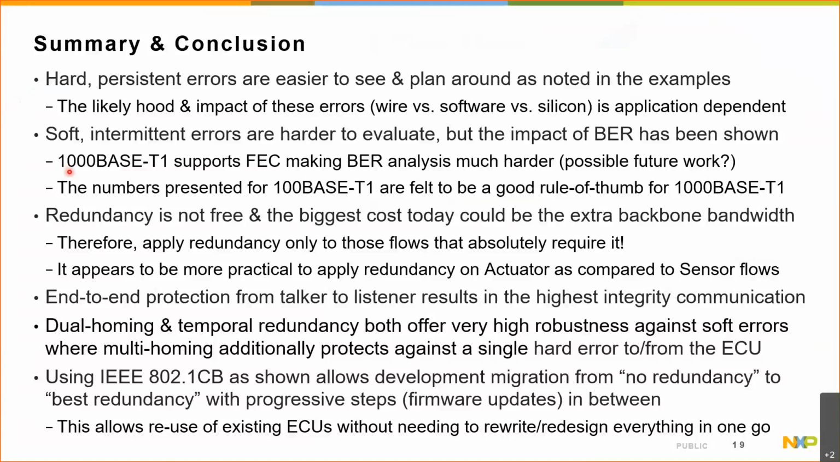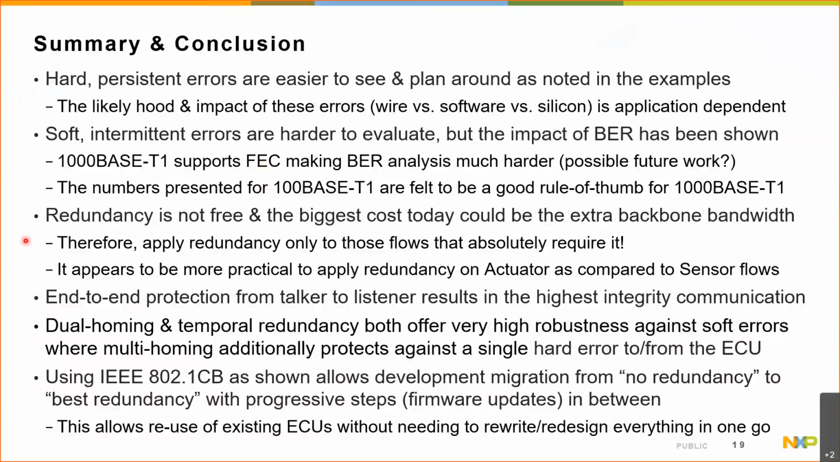So soft intermittent errors are harder to evaluate, but the impact of bit error rate has been shown. 1000BASE-T1, as mentioned by Nicolas, supports forward error correction, making the bit error rate analysis much harder, and maybe that's some future work that needs to be done. But the rule of thumb that we're following right now is that the numbers presented for 100BASE-T1 are felt to be a good use for 1000, because 1000 has a much higher bit rate and also has lower amplitude signals between the levels. So that's why FEC, the forward error correction, was added.